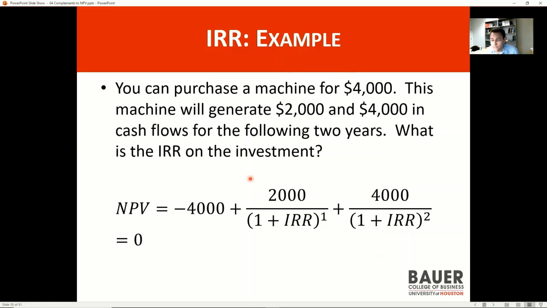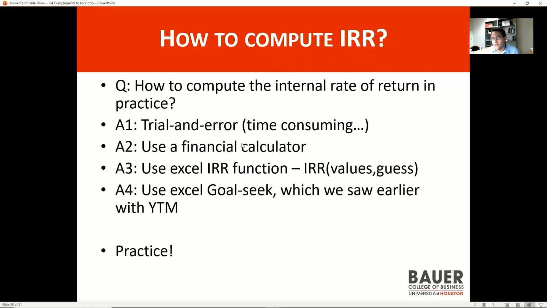But if you have 3 cash flows like here, then I'm not going to ask you to solve for the IRR. You would need some kind of a computer to do that. So you could use a financial calculator. You could use Excel. We talked about goal seek to find the yield to maturity. You could use the same procedure to find the IRR.